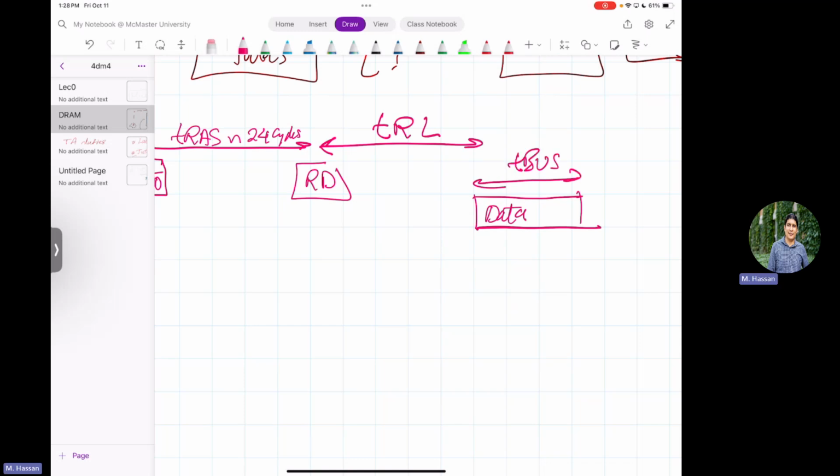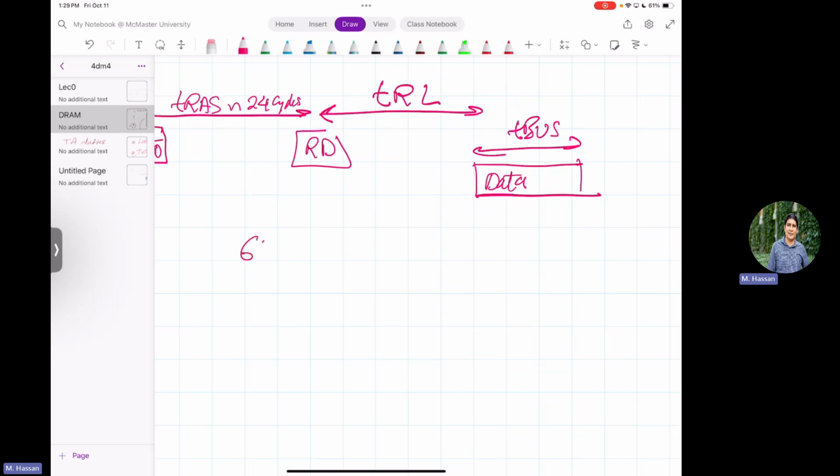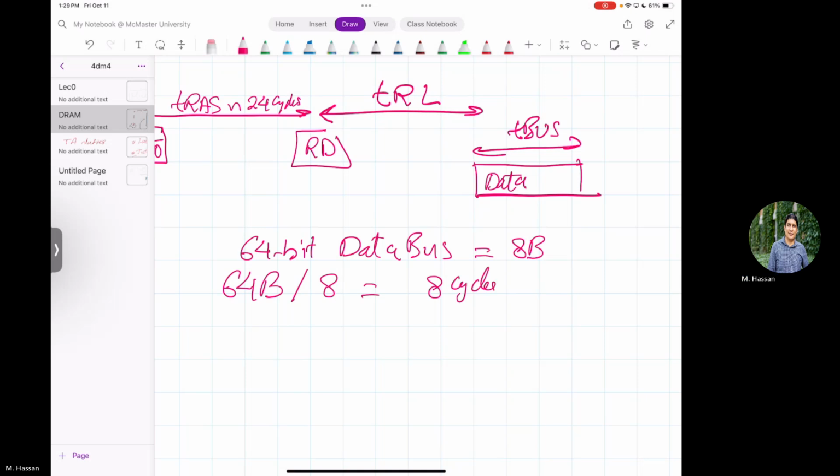For example, if you want to transfer 64 bytes, and most of your DIMMs are 64-bit, right? If you have seen this before, DIMMs are 64-bit. That's the DIMM standard for DRAM. So if I have a 64-bit data bus and I want to transfer 64 bytes, how many cycles do I need? Well, this is 8 bytes per cycle, so 64 over 8 gives me 8 cycles, right? Did you get that? I have a certain width for my data bus, and I want to transfer more than this width, so I chop my data into multiple cycles.